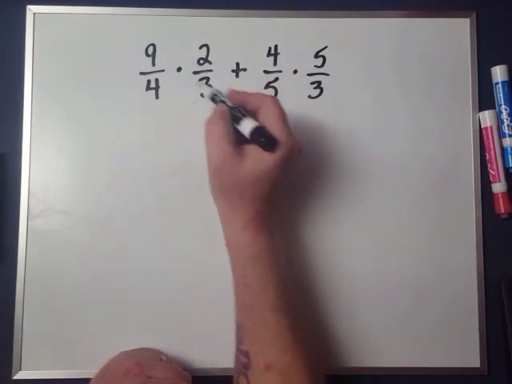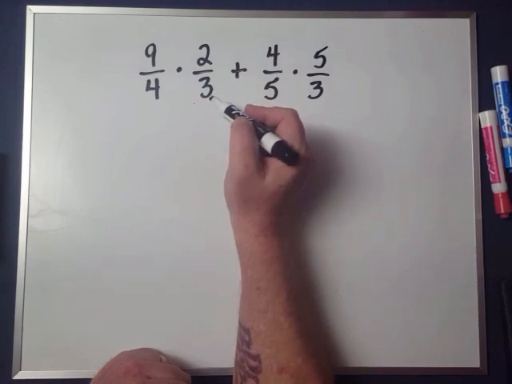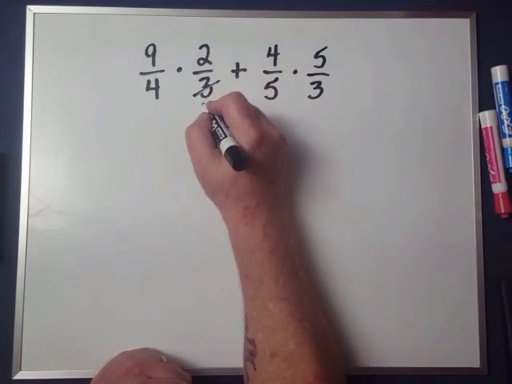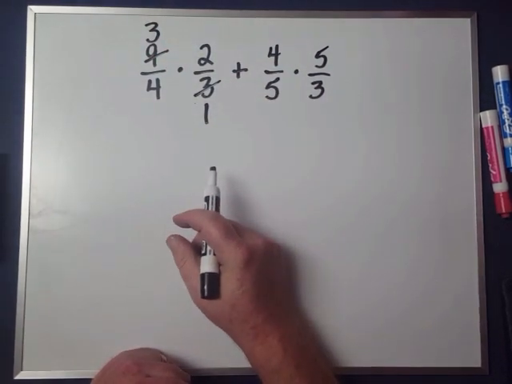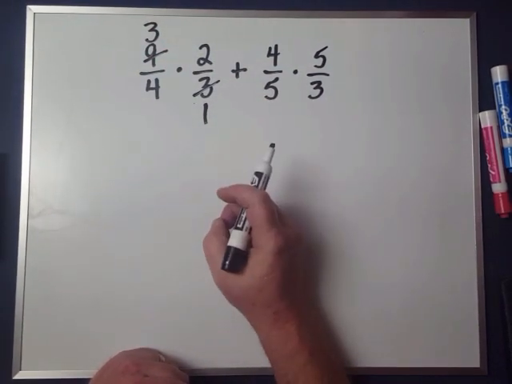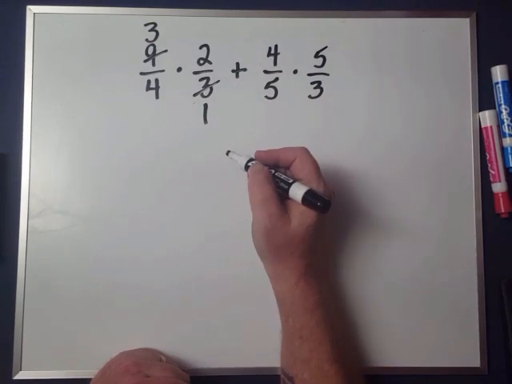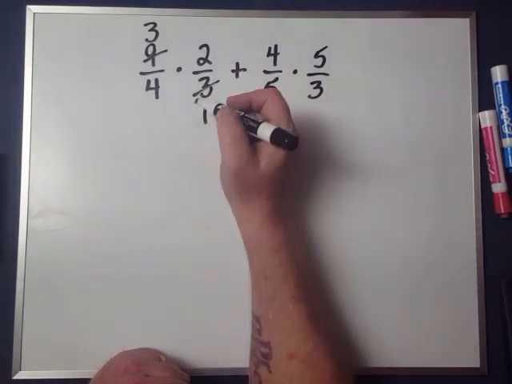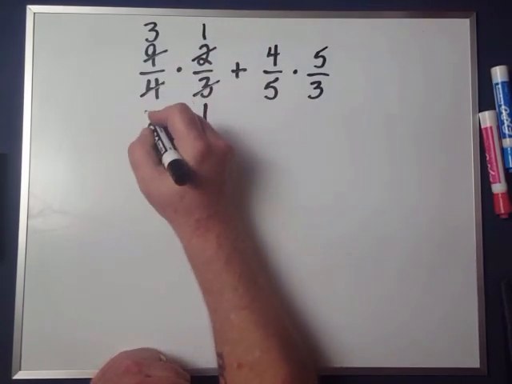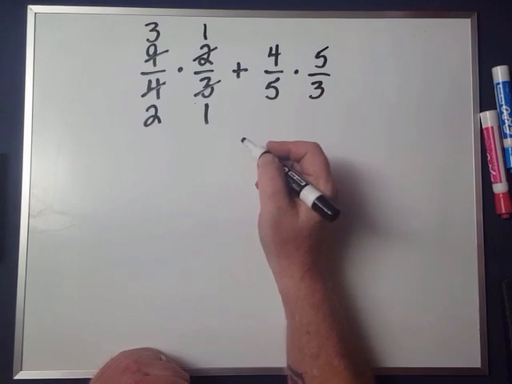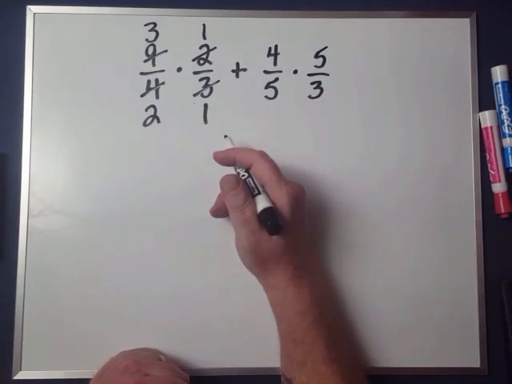You see this 9 and this 3? They're both divisible by 3. 3 goes into 3 once. 3 goes into 9 3 times. And so I can knock those down by a factor of 3. You see the 4 and the 2? They both contain a factor of 2. 2 goes into 2 once, 2 goes into 4 twice. So I can divide both of those by 2. Something in the top with something in the bottom.